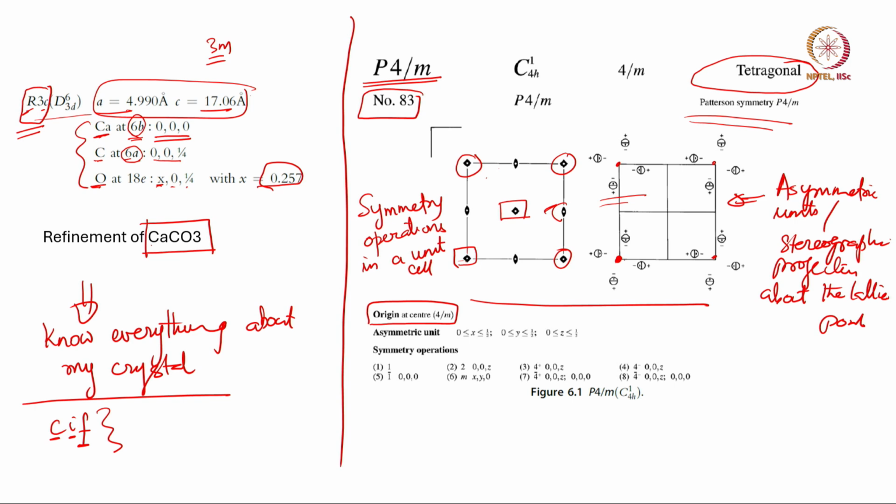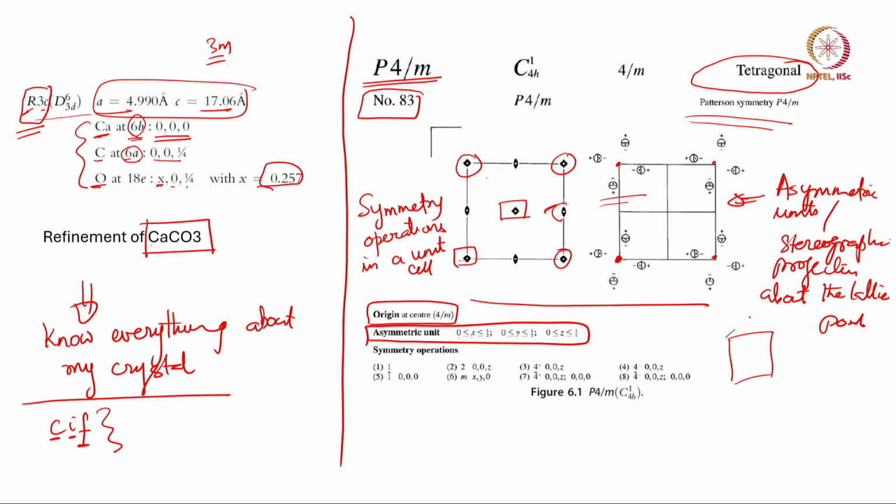Now we have what is called an asymmetric unit. The asymmetric unit is that volume of the unit cell which is independent. If I know that the asymmetric unit is 0 less than x less than half, 0 less than y less than half, 0 less than z less than half, then 1/8 of the unit cell here is my asymmetric unit.